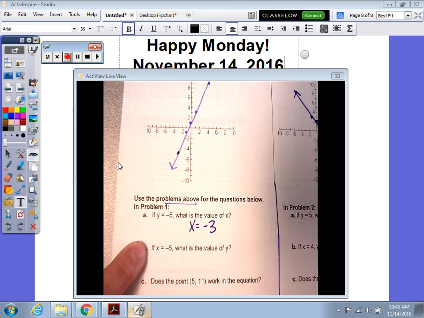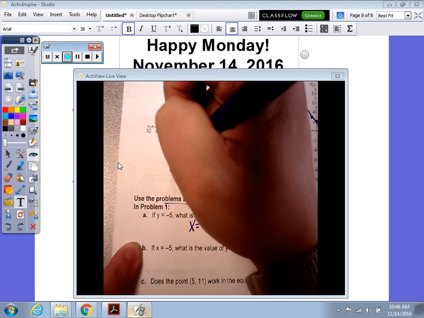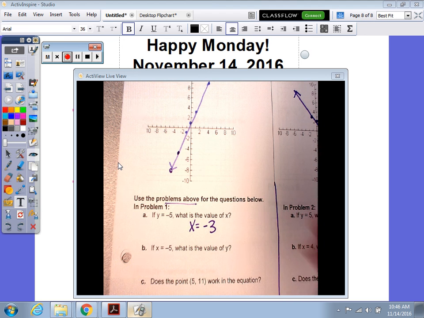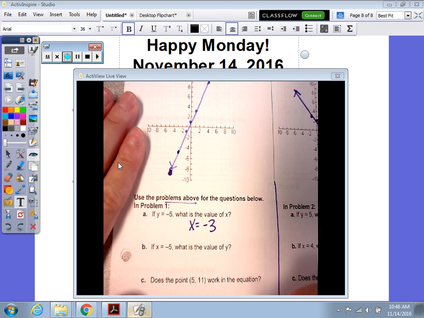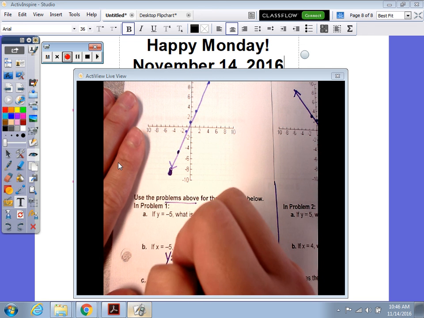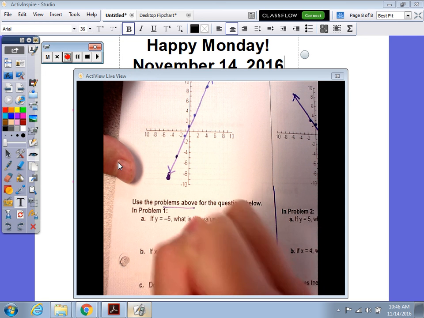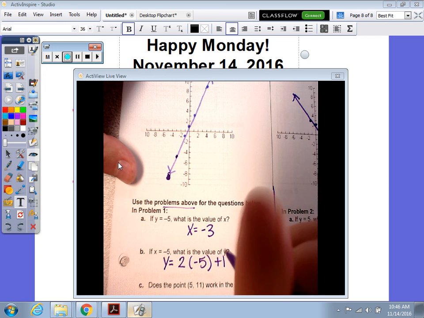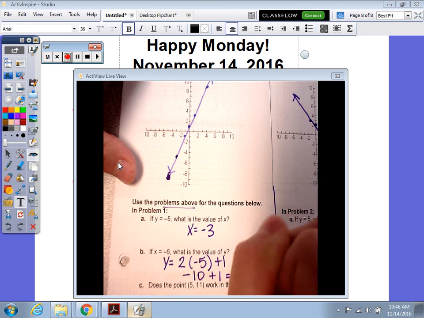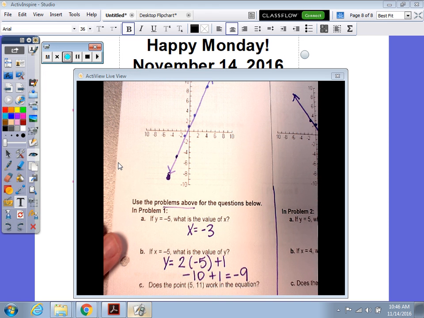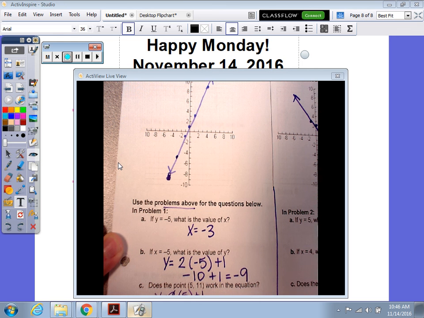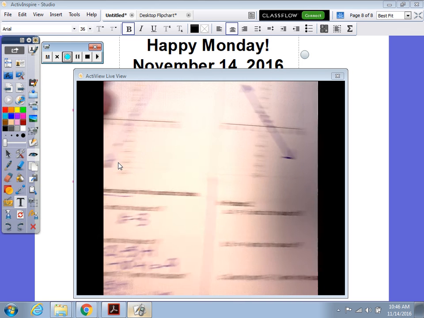Okay? If x equals -5, that means I go here. What does y equal? And it's somewhere down here. It should be -9. So one way we can do this is we can solve for it by what we did up here in the function machine, up top. So y equals 2 times -5 plus 1. This would be -10 plus 1, which equals -9. Does the point 5, 11 work in the equation? Well, let's test it. y equals 2 times 5 plus 1. And that will, in fact, equal 11. So yes, it does.